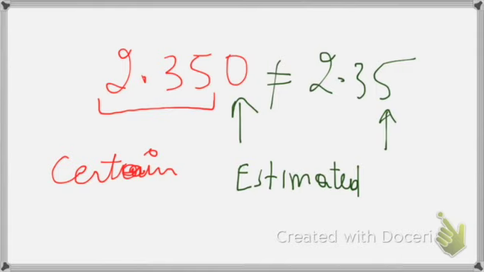2.35. But in the second number, we can only be sure up to 2.3. We're not sure about 5. Okay? So that's really important. Whenever you read a number, it's very important to remember the last digit is always estimated. It's a suggestion. All the other digits are always certain. That means we know we got them. Okay?